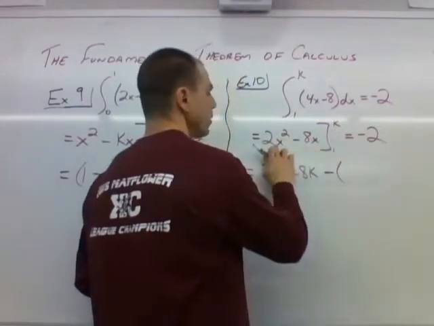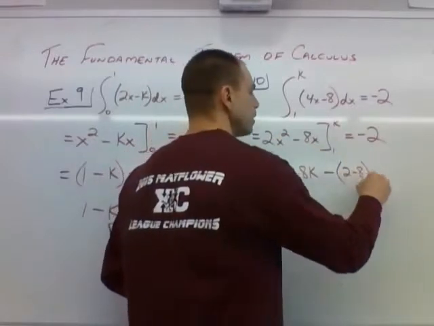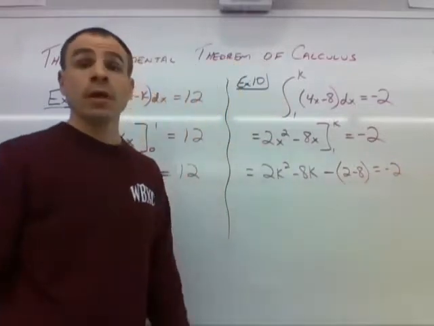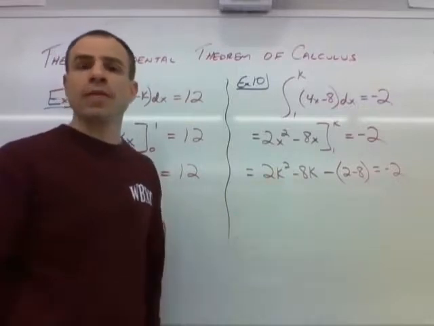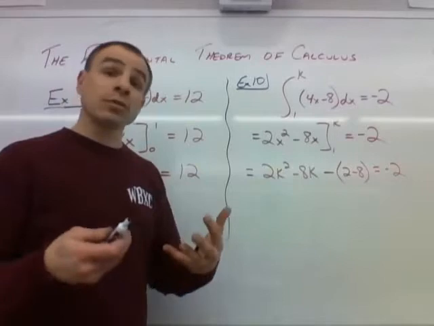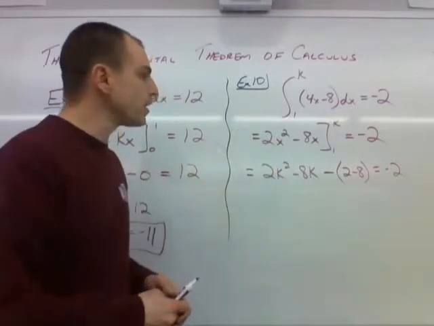When we plug in 1 here, we get 2. When we plug in 1 there, we get 8. So we have 2 minus 8. And again, that's equal to negative 2. Now we have an equation. There's only one variable in it, k, so we want to solve for that. We see that k is a quadratic. So we know that with a quadratic, we want to set that equal to 0 so we can factor it into a couple of binomials. So let's go ahead and do that.